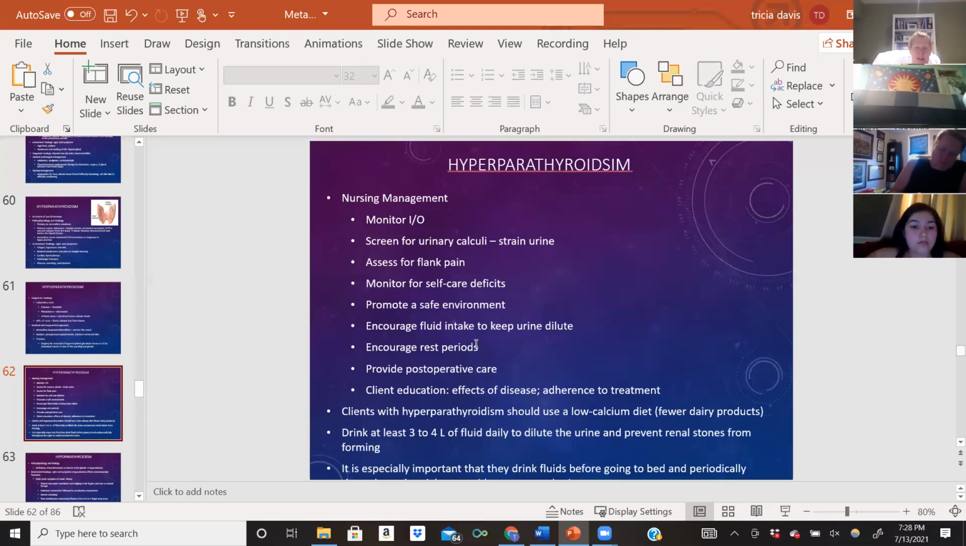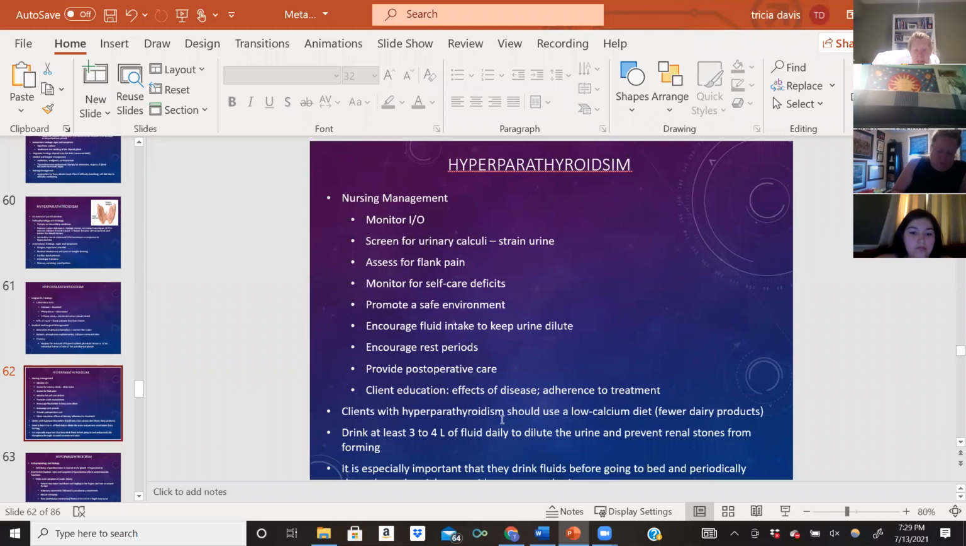And then if they do have surgery, obviously, depending on what they did, we want to provide post-operative care. And then we want to educate these patients. So if they have it removed and they require lifelong hormone replacement, we want to talk to them about how important it is that they understand that it's lifelong and that they always have to take their medicine as prescribed.